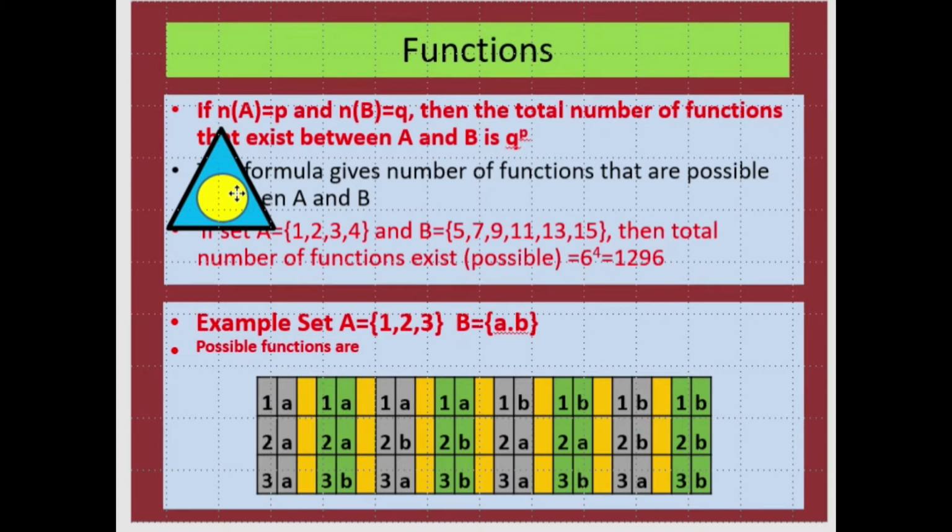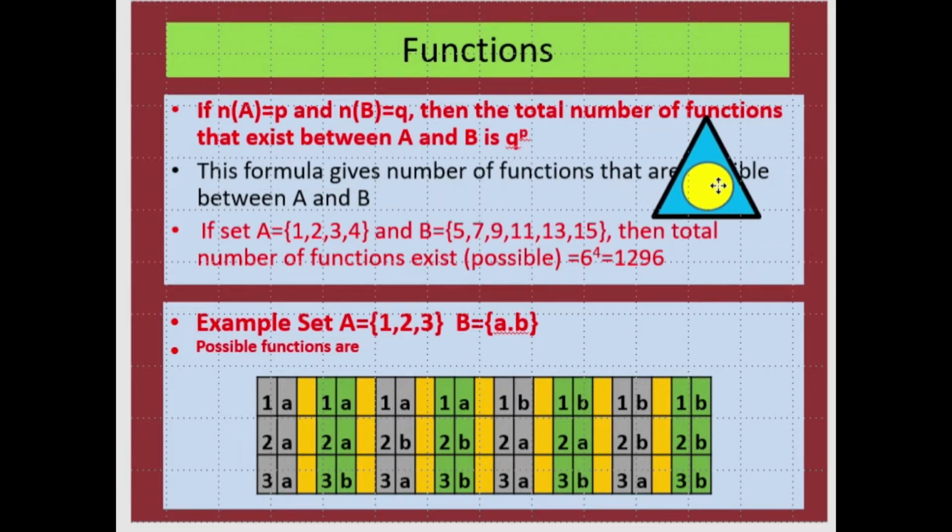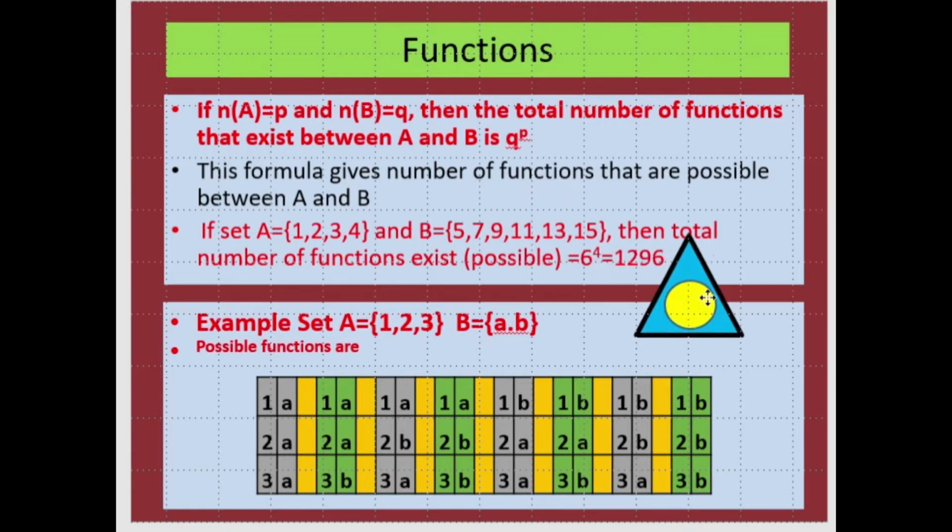Cardinality of functions. If n(A) equals p and n(B) equals q, then the total number of functions that exist between A and B is q to the power p. This formula gives the number of functions that are possible between A and B.